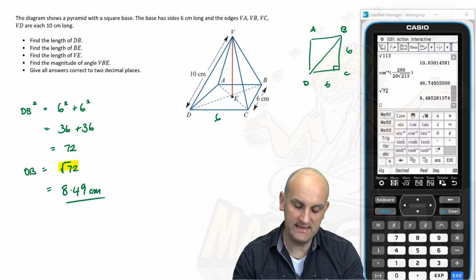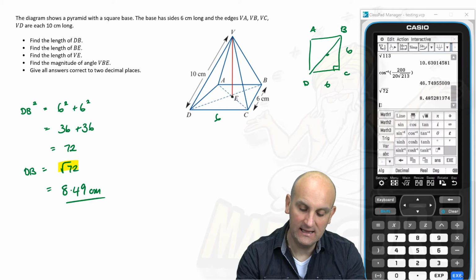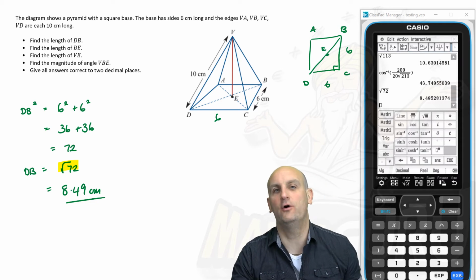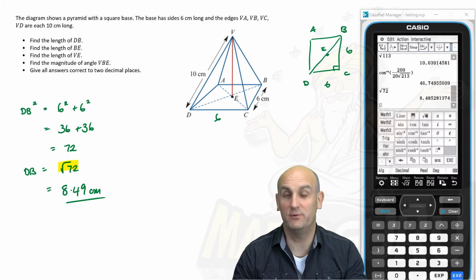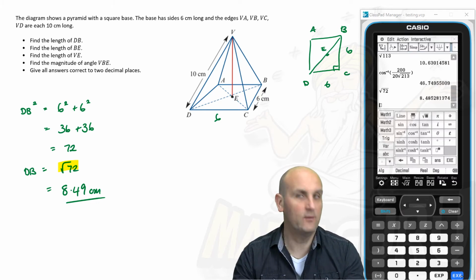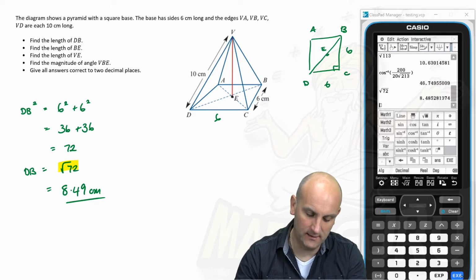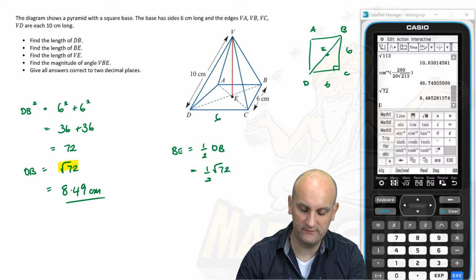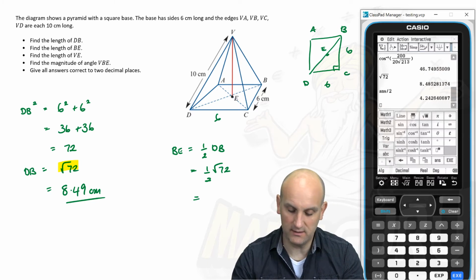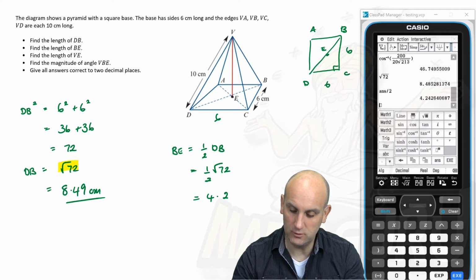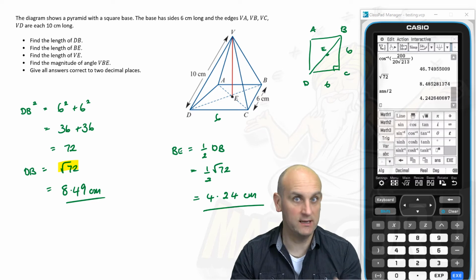So find the length of BE. Well, BE, where is E? E is actually smack bang in the center of that square. As it also turns out, it is directly below the highest point of my pyramid. Yay! So I already know where this is going. So the length of BE is basically a half of DB. And so I'm going to do a half of the square root of 72. And again, I'm going to leave that like that. I can divide by 2 here because it wants a specific answer. So it's going to give me 4.24 centimeters. Again, because I've done so many of these questions, I know where it's leading to.